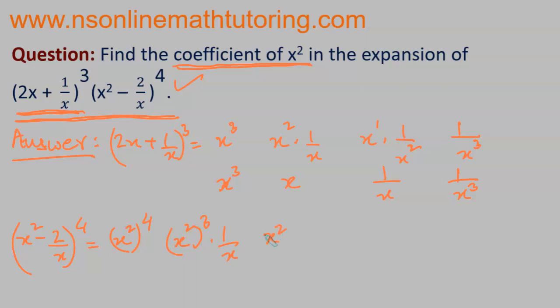Third one, x squared raised to the power of 2, 1 over x squared. x squared raised to the power of 1, 1 over x to the power of 3. And finally, it is 1 over x to the power of 4. So, you have 1, 2, 3, 4, 5 terms. Now, we simplify these 5 terms.